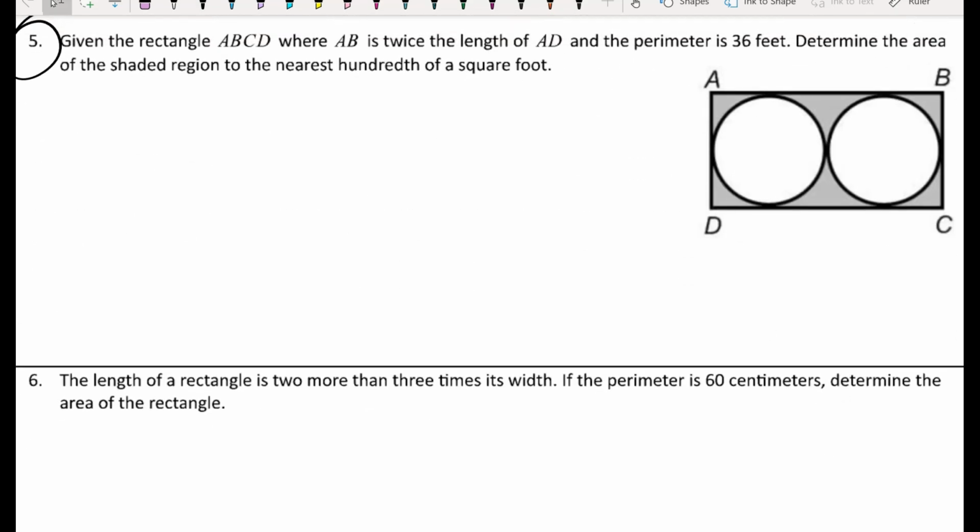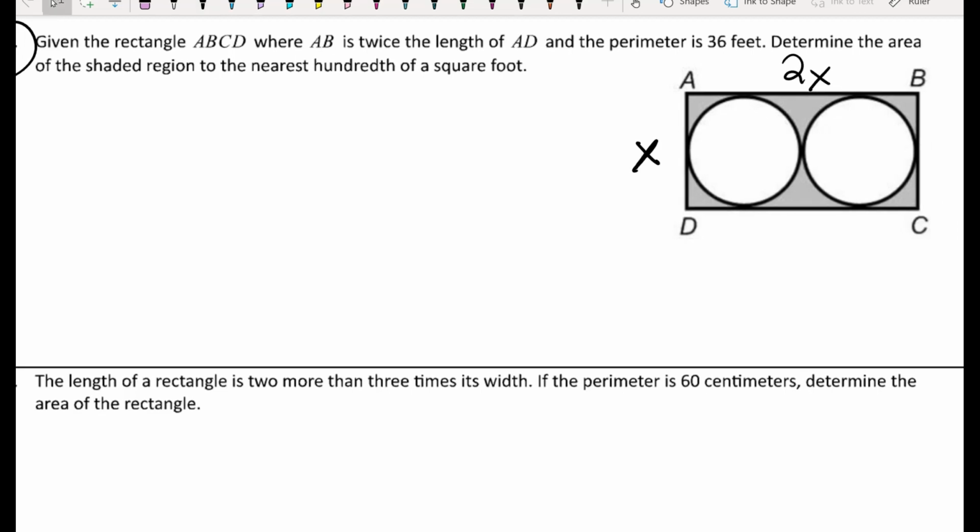Number 5, given rectangle ABCD, where AB is twice the length of AD and the perimeter is 36 feet. Determine the area of the shaded region to the nearest hundredth of a square foot. Well, it says that AB is double AD, twice the length. So if I label AD as x, I could label AB as 2x, because that's twice the length, multiplying by 2.